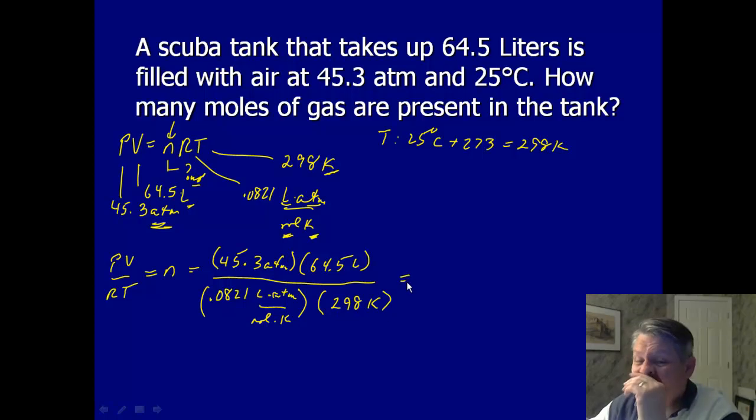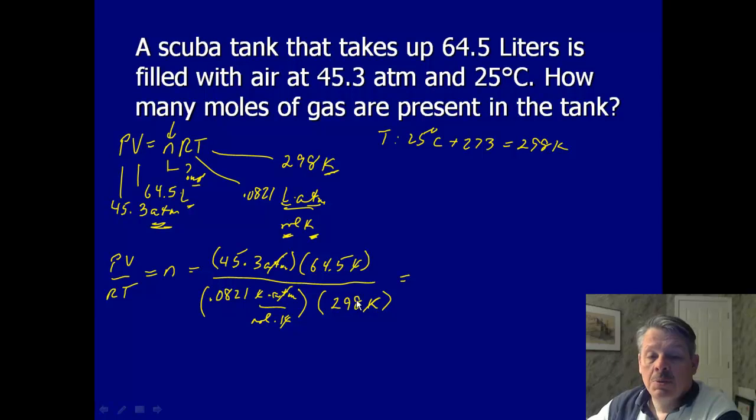All right, now why did I bother writing all the units? Because I always do, and I want to make sure my units cancel. For example, here I've got atm, and here I've got atm. Here I've got liters, here I've got liters, and here I've got Kelvin, and here I've got Kelvin. So I'm left with 1 over moles. Oh, well, if you divide by 1 over moles, that flips upside down, right? You divide by the inverse, so you divide by something, you flip it upside down, multiply by the inverse. So that gives us moles as our final units.